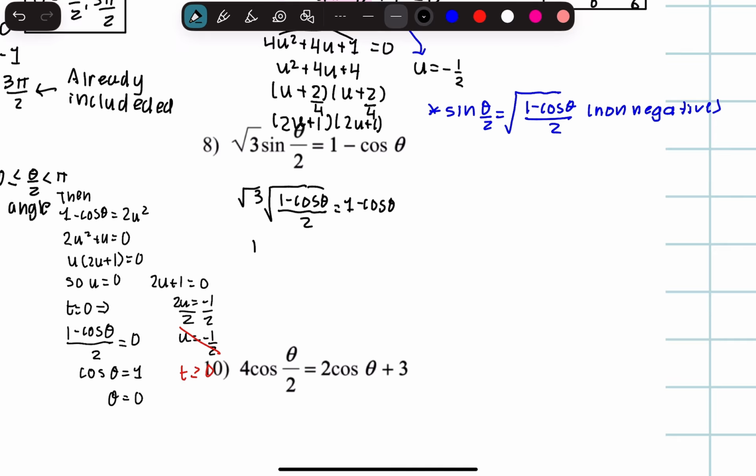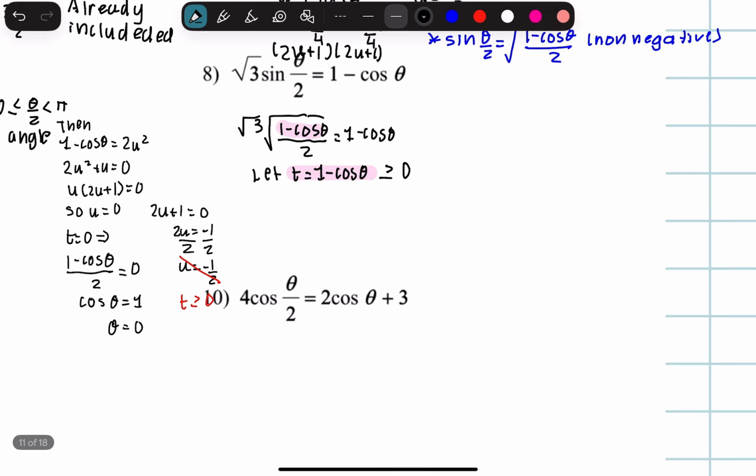Now let's use the variable t, and we're going to set this equal to 1 minus cosine of theta. Essentially we set it equal to what is right there, and we're also going to say that it's greater than 0. So therefore, we have root 3 times t over 2 equal to t. This is also what is right here.